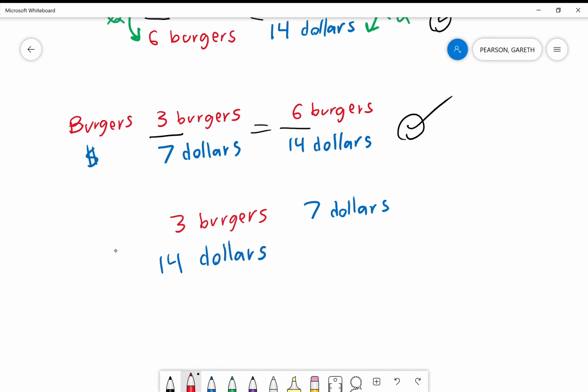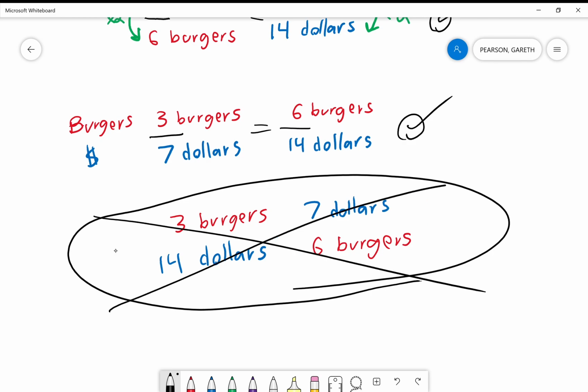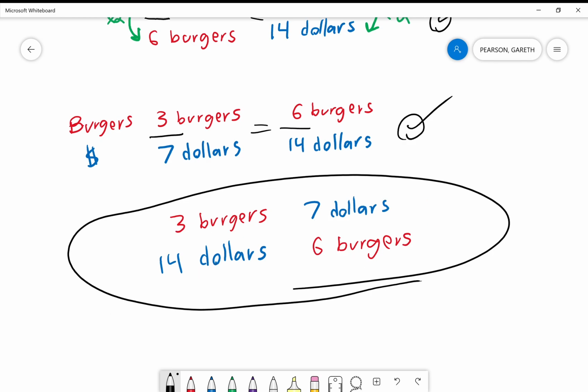for 6 burgers. This, what I am writing right now, this is an abomination. This is not right. This is completely incorrect. Let me tell you why. The burgers and the burgers are at a diagonal. That's wrong. Completely wrong. Dollars and dollars are at a diagonal. That's wrong. Look, when things are at a diagonal from each other, they even make an X. You can tell that they're wrong.